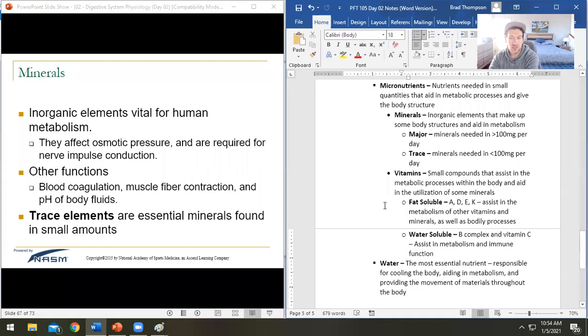Then we've got our minerals here. Minerals are inorganic elements. So this is what's kind of cool. All of this stuff until now has been made of proteins, fats, or carbs, right? Carbon, hydrogen, oxygen, and nitrogen. Those are all what we call organic elements, but your minerals are not. Your minerals are literally like metal that you find out in the world.